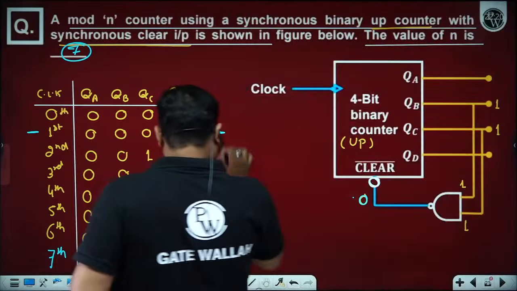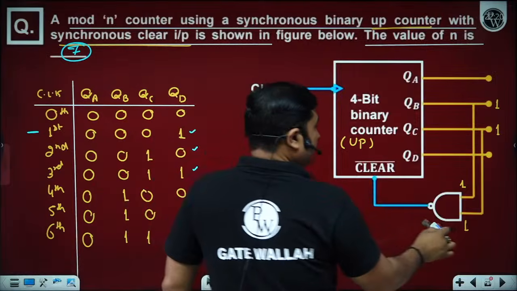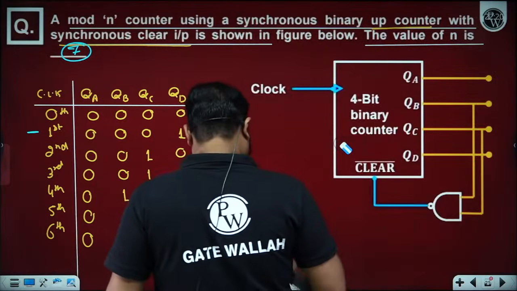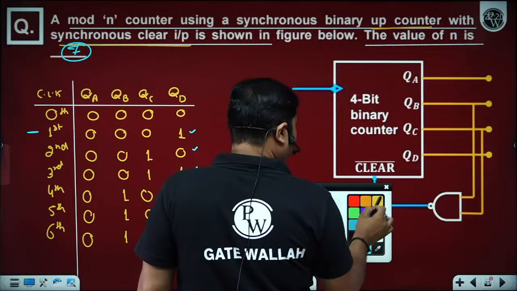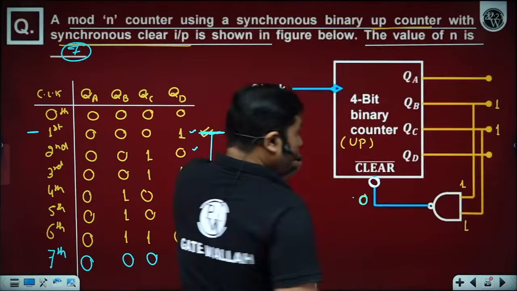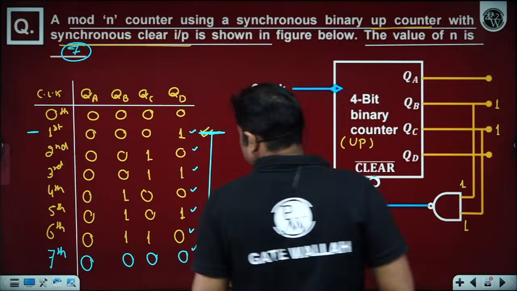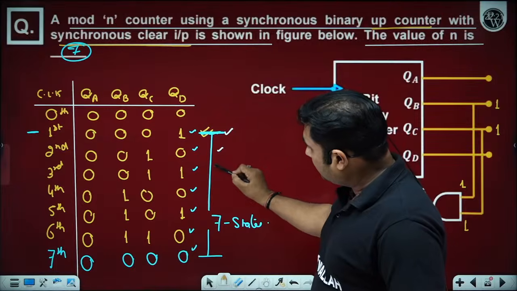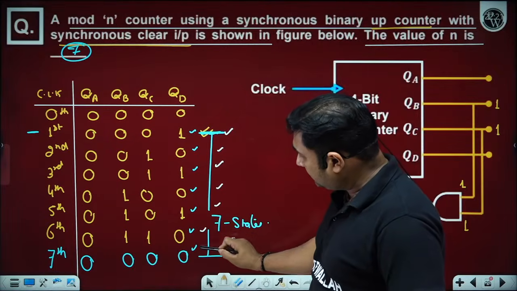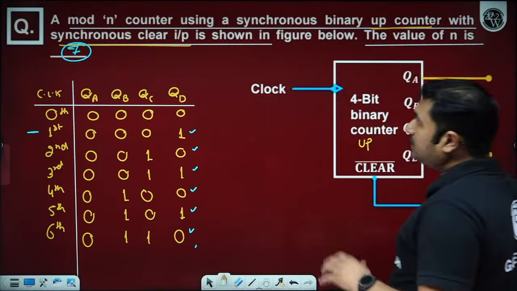Suppose I am modifying the question a little bit, keeping everything else the same. This is an up counter only. I am modifying it a little bit. Hoping all of you able to understand this one. Why is it called a mod 7? We have 7 different states: first clock, second clock, third clock, fourth clock, fifth clock, sixth clock, seventh clock. 0 0 0 is also a state. Now please observe.